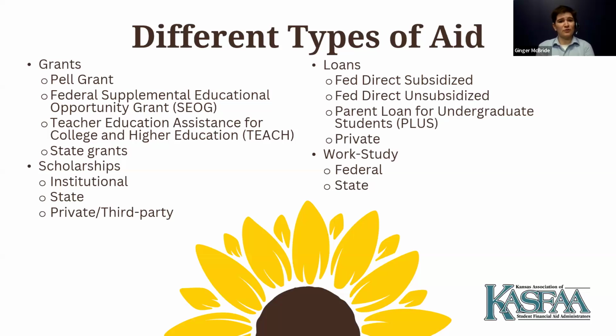And then there are two types of work study programs which enable students to earn money for work that they're doing either on a campus or through certain off-campus partnership programs. And that's the federal work study program, and then Kansas has a work study program as well.